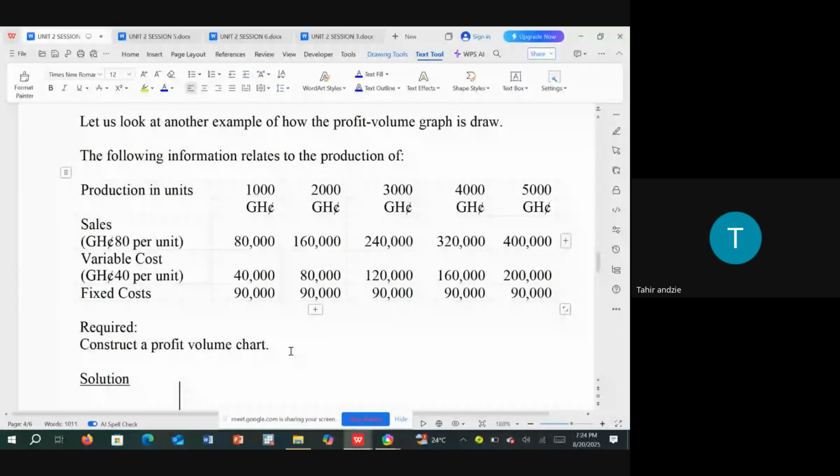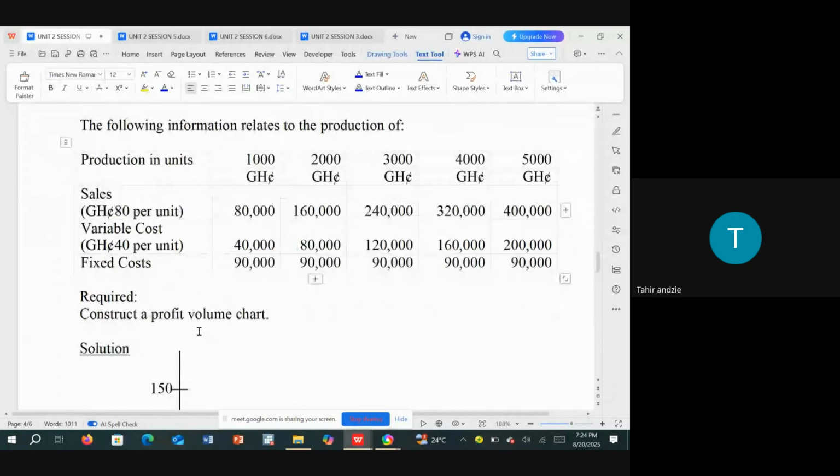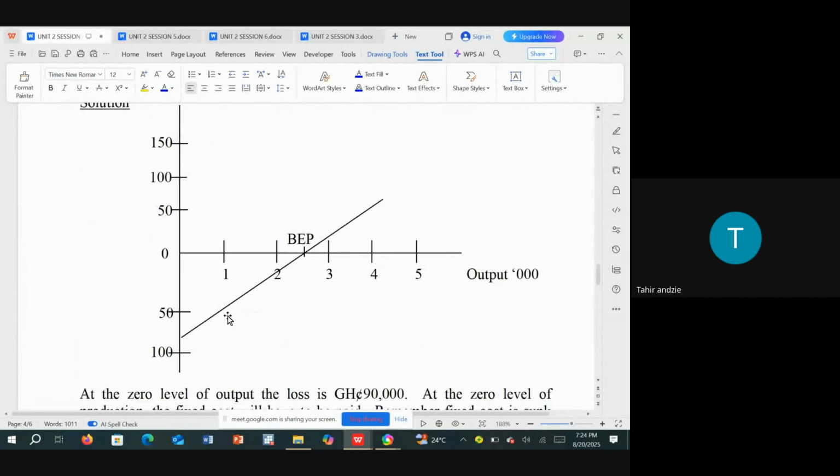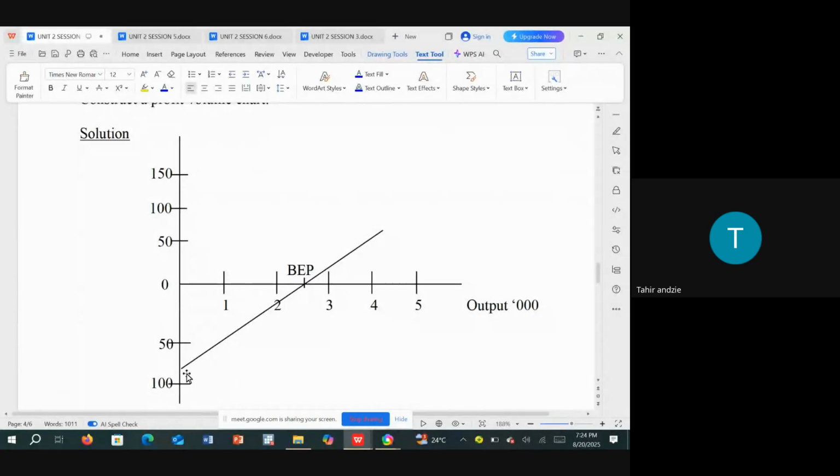So we now plot the fixed cost. We can start with 100,000 because we have 90,000. But the fixed cost, the maximum fixed cost, is the maximum loss, which is 90.